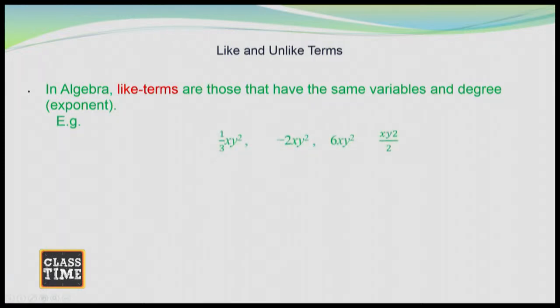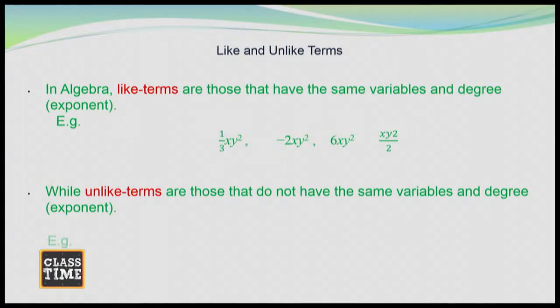So here we have 4 terms that are considered like terms because they have the same variable xy squared in each of them. So the variable xy squared is common to each term. So all these 4 terms are considered to be like terms. Noted. Therefore, the unlike terms would mean those terms that do not have the same variable or degree, exponent. Yes.